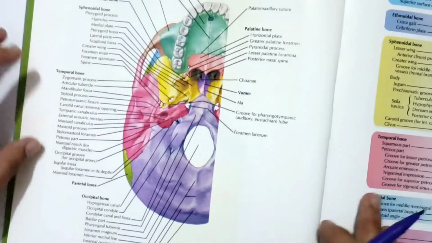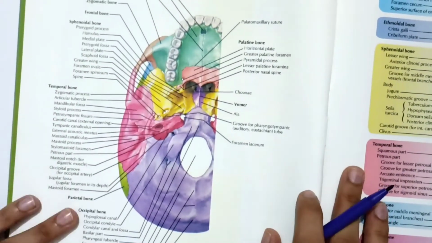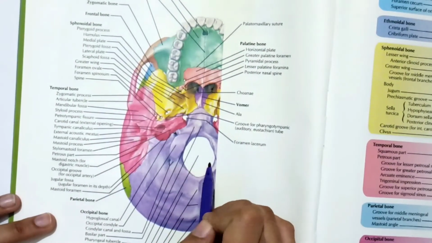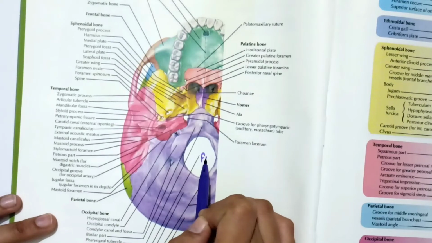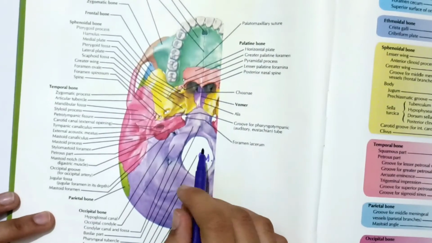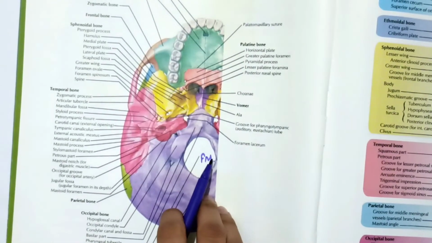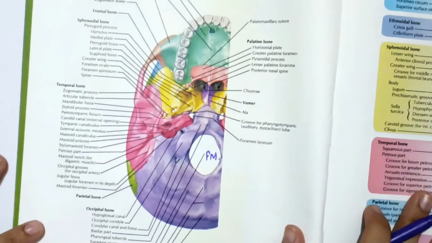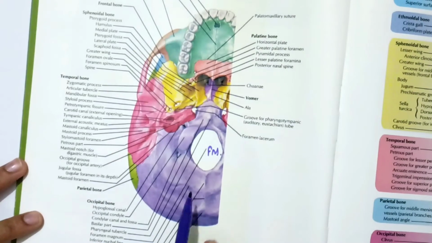Now let's move ahead. Here we have basal view, norma basalis, from the base of skull. The first major thing you can see here is the foramen magnum, from where the spinal cord descends from the brain into the spinal cord in the vertebrae. And this is the occipital bone base.